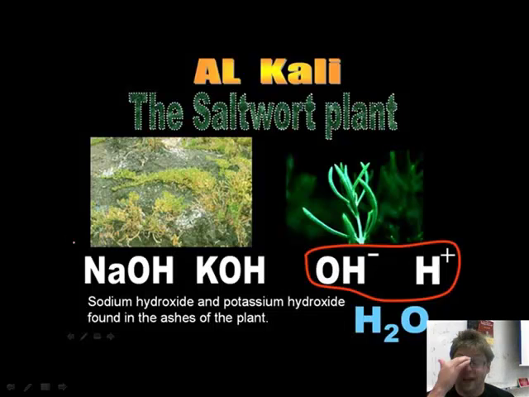Now, the names for acids and bases: originally bases came from ashes of sea life, sea plants. This is called the saltwort plant, called the alkali. That's where the word alkali comes from, alkali metals, group 1 on the periodic table. Sodium hydroxide and potassium hydroxide are found in the ashes of this plant. And those substances act like bases, and they're some of the ingredients in soap.